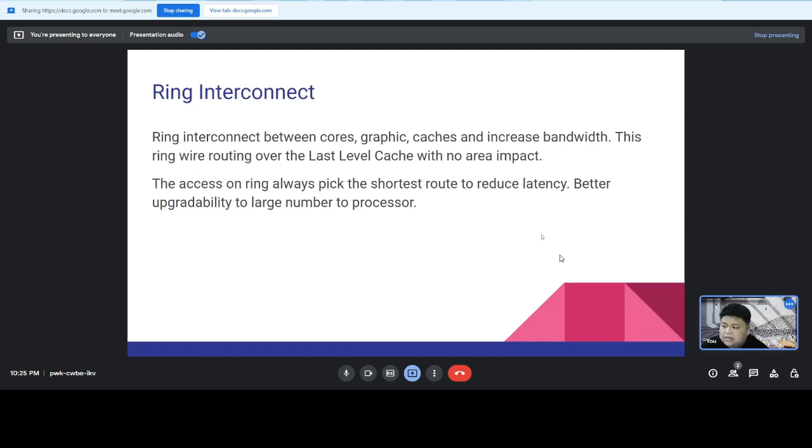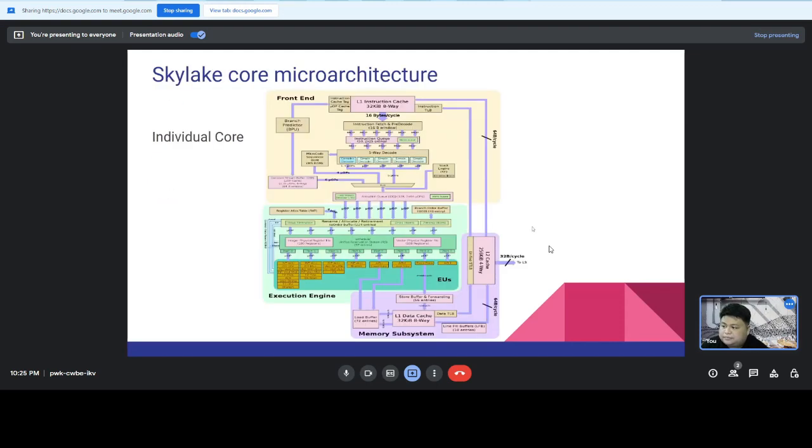Ring interconnect. So the ring interconnect between cores, graphics, and cache has increased bandwidth. This ring wire routing is over the last level cache with no area impact. Accesses on the ring always pick up the shortest route to reduce latency, with better upgradability to a larger number of processors. This is the Skylake core microarchitecture individual core.